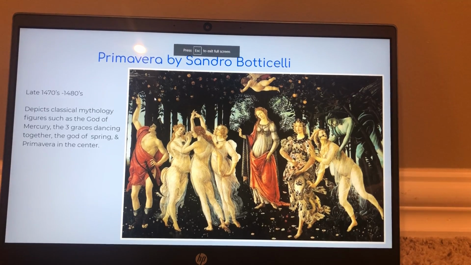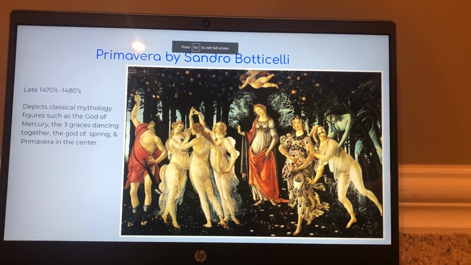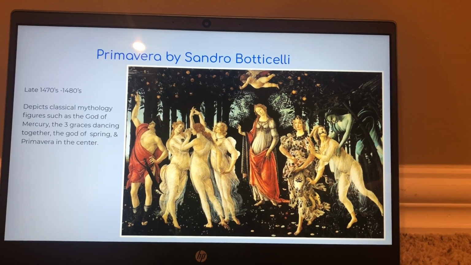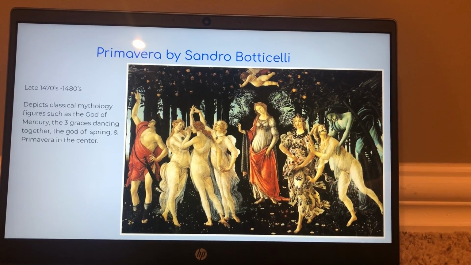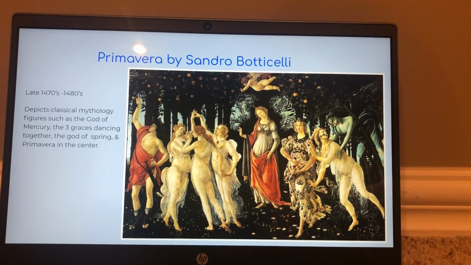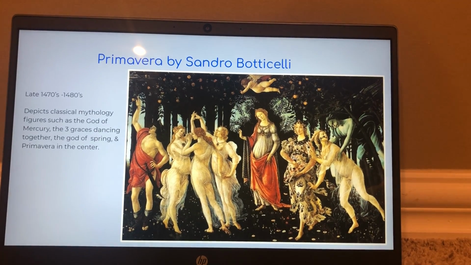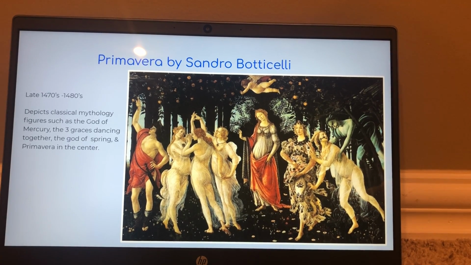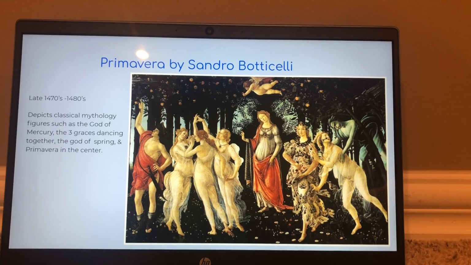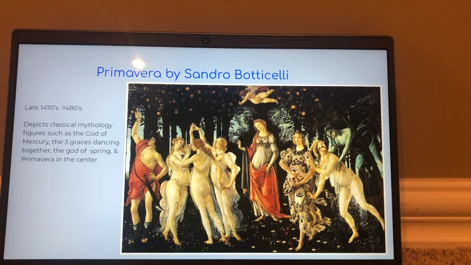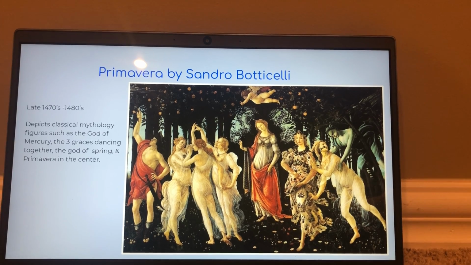The next piece I'll be talking about is Primavera by Sandro Botticelli, and this piece was created in the late 1470s to the 1480s, and it depicts classical mythology figures such as the god Mercury, the 3 graces dancing together, the god of spring, and Primavera in the center. The artwork Primavera literally means spring and is located in a museum in Florence.